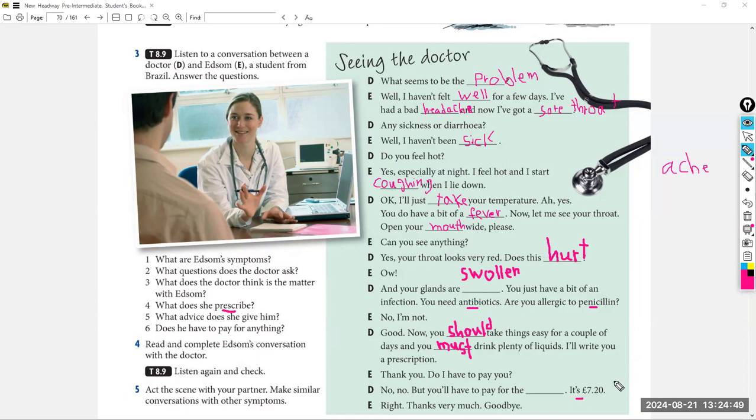So this is it. This is everything about the doctor's conversation. And please, guys, practice this conversation with a friend, with your brother or sister, just to be able to use the vocab and just to be able to start a conversation correctly with a doctor or maybe with a patient.